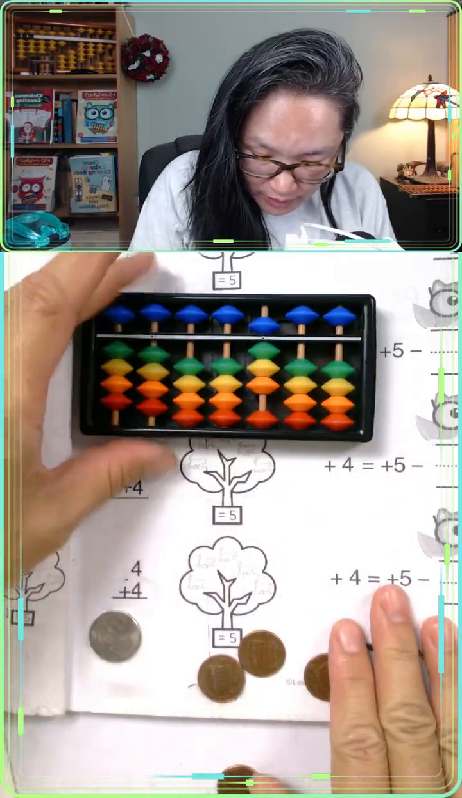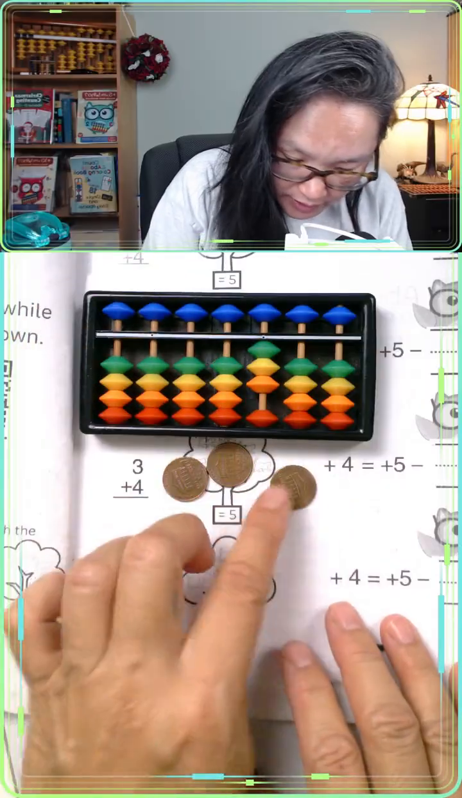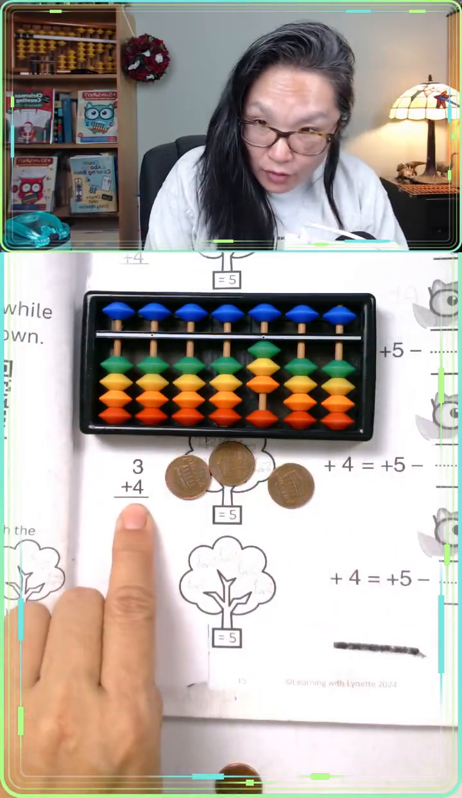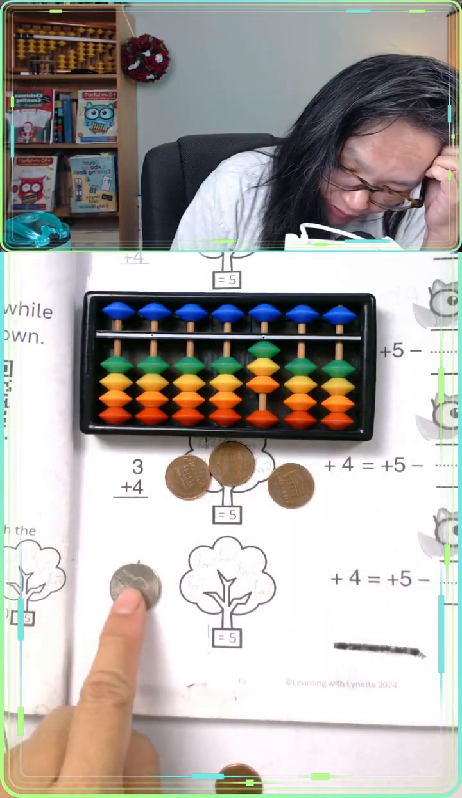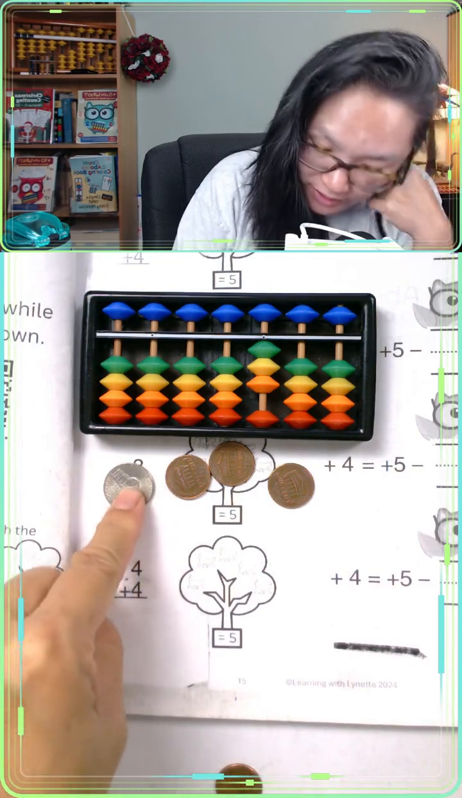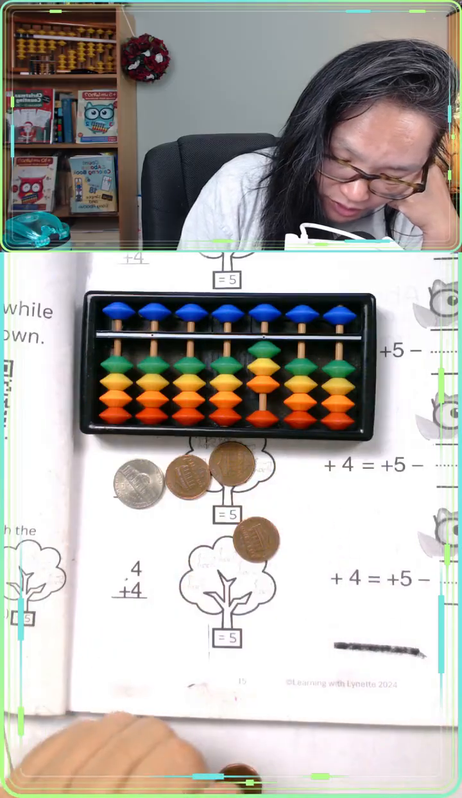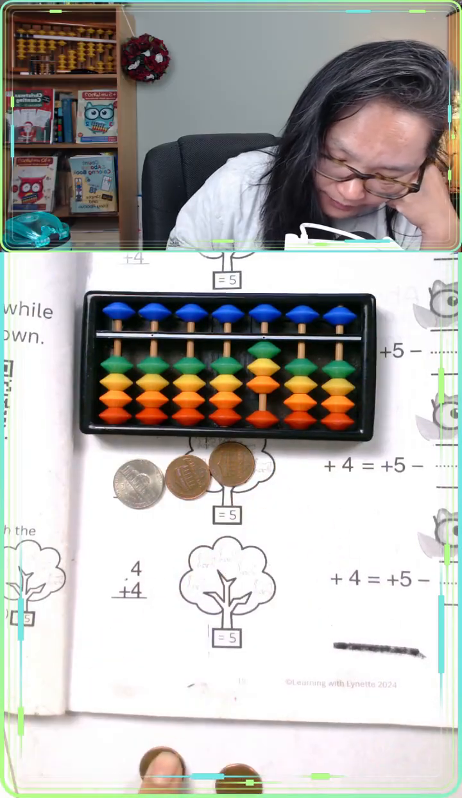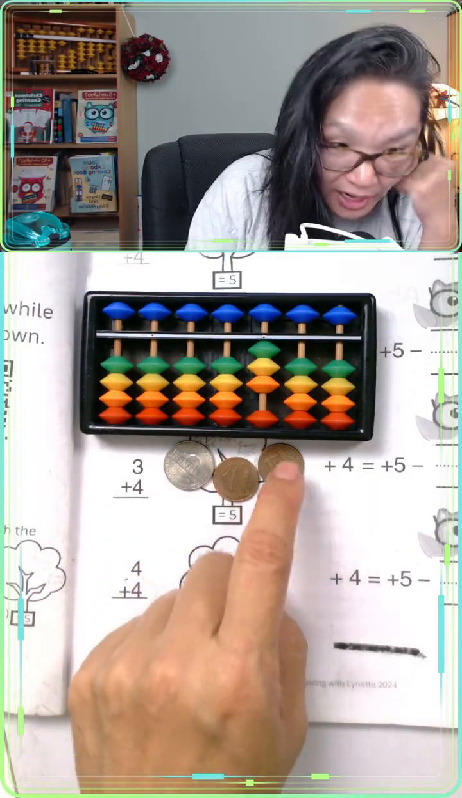So we could do it again with the 3. So if I have 3 on my abacus, 1, 2, 3, I'm going to give you 4. But I don't have any more loose beads. I have to give you this 5. This 5 is more than enough, but that's too much. So I need to compensate. I need to balance my equation. So I have to minus the 1. So I take away the 1. My final answer is 7. 5, 6, 7.